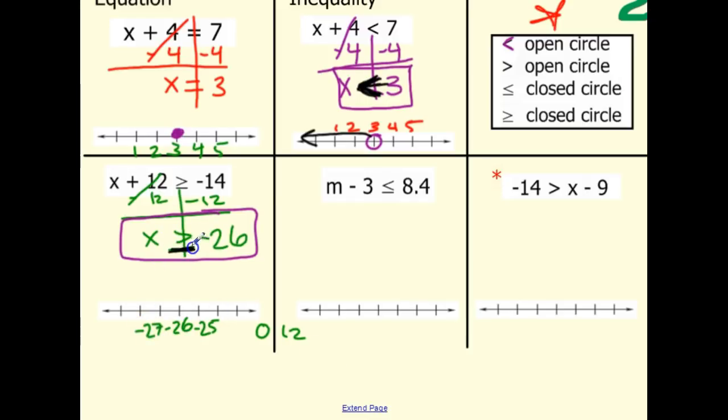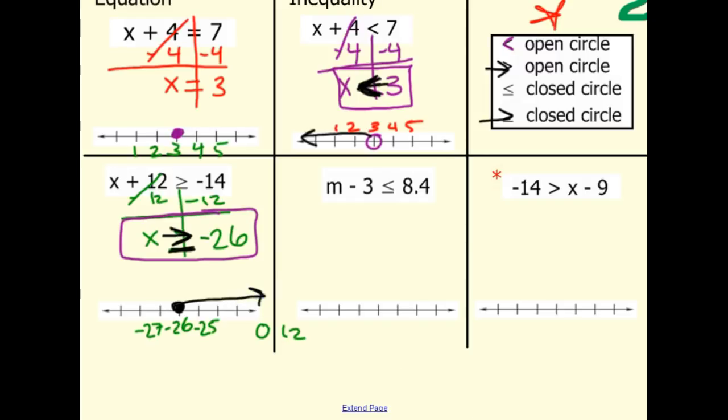So this one does have the equal to there, so it's going to be a filled in or a closed circle at -26. And then it does not make an L for less than, so the opposite must be greater than, which is to the right. Oops, we had this one down here.